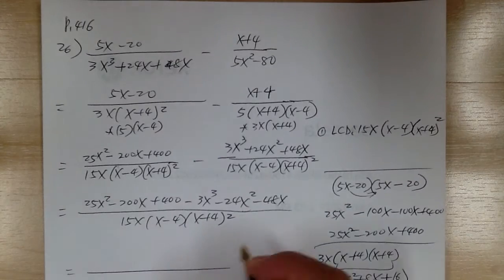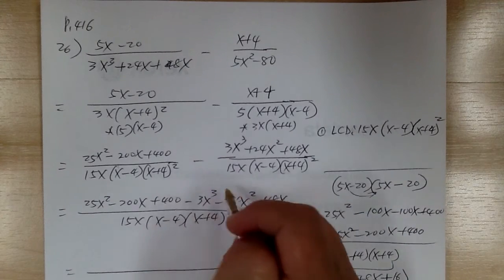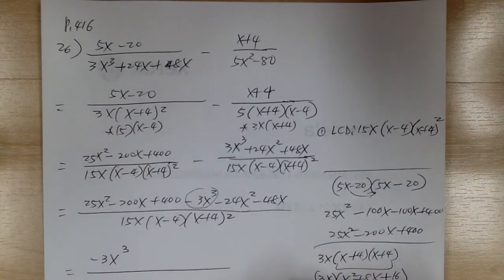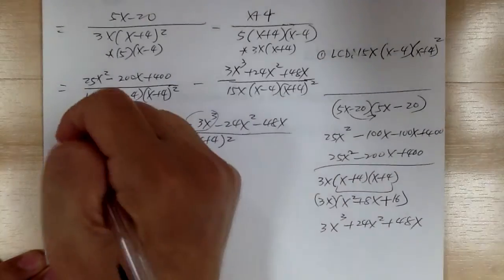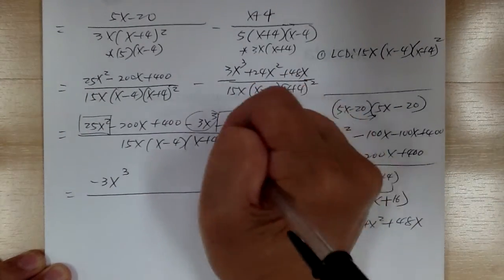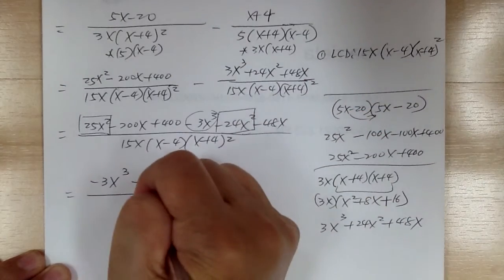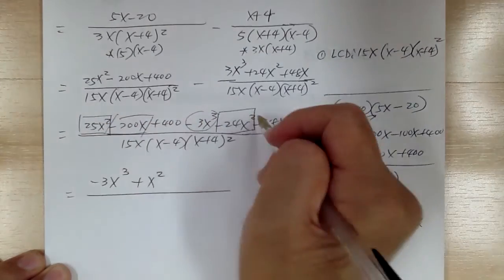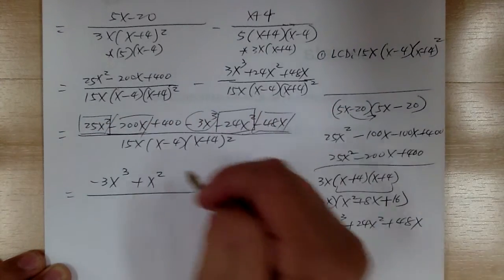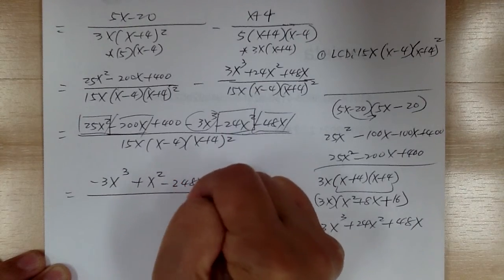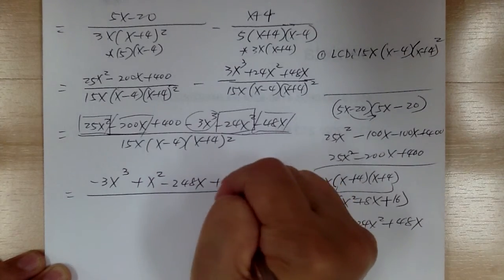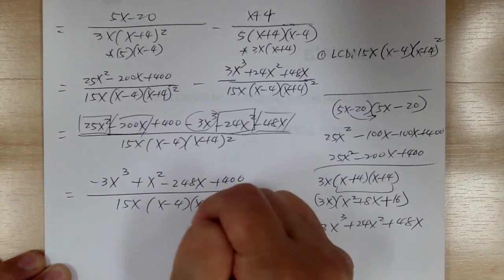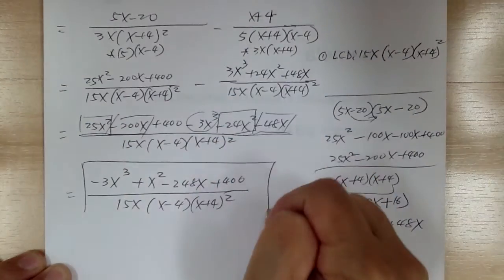Next, let's go and combine the terms. Start with the highest degree. So it would be negative 3x cubed. And then the square term. This will give me plus x squared. And the 1 power would be minus 248x. And then the number will be plus 400. And write down your denominator. And that's it.